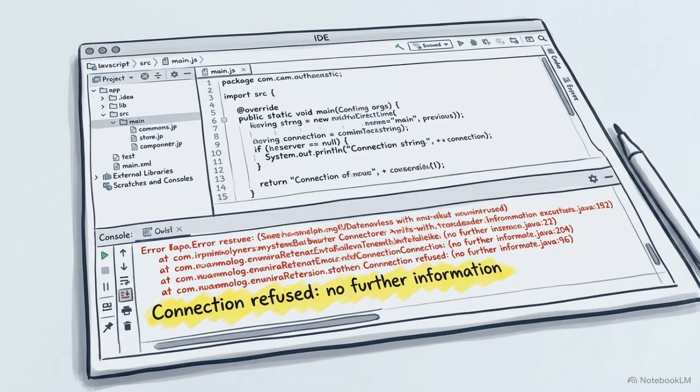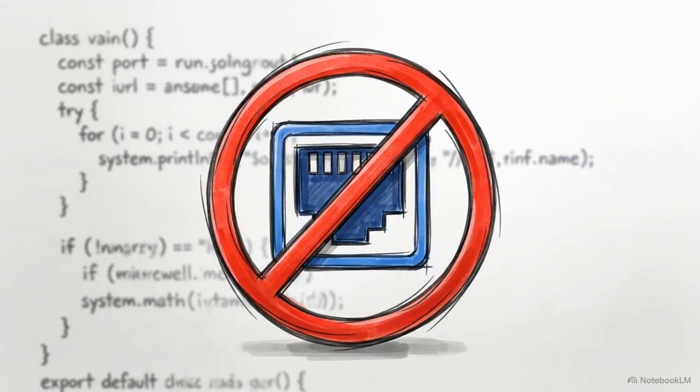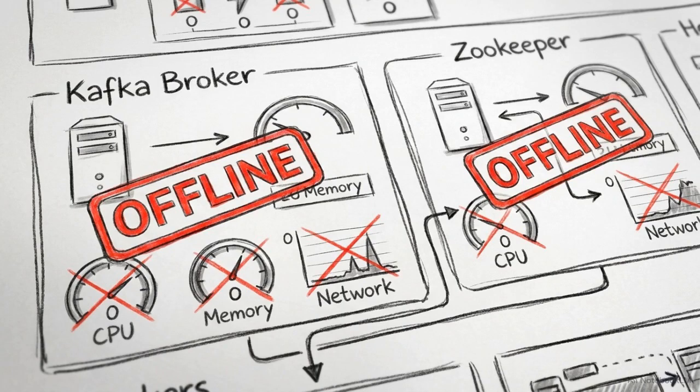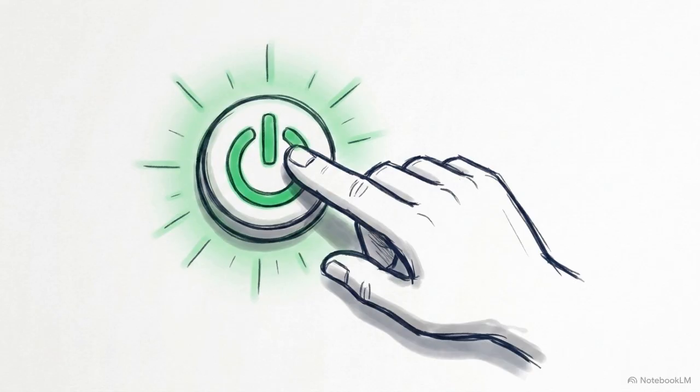Let's run the Spring Boot application right now and check the console. You will immediately see a connection refused exception. This crash happens because the application is trying to connect to port 9092, but we have no active local broker infrastructure running to receive that connection. To fix this, we have to start our servers.